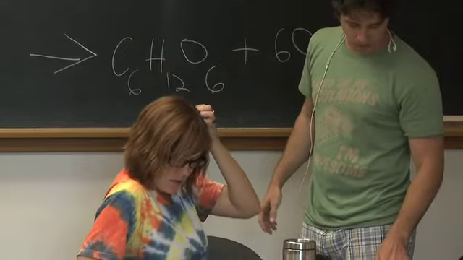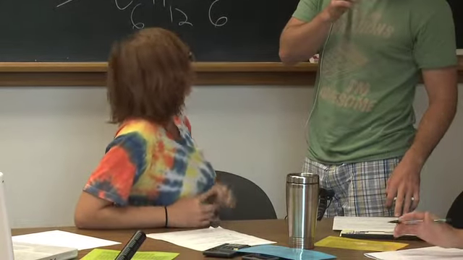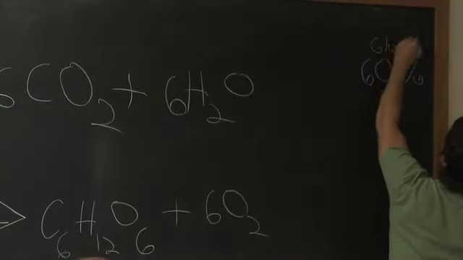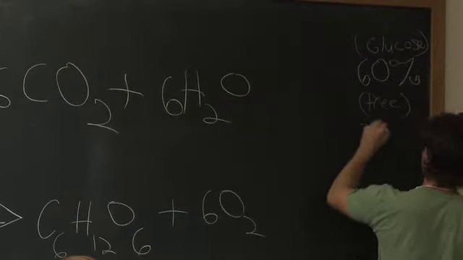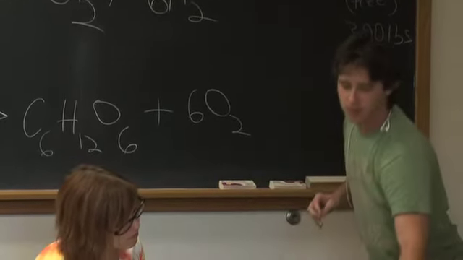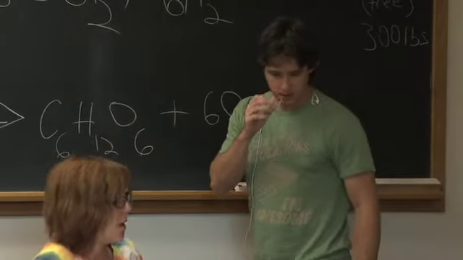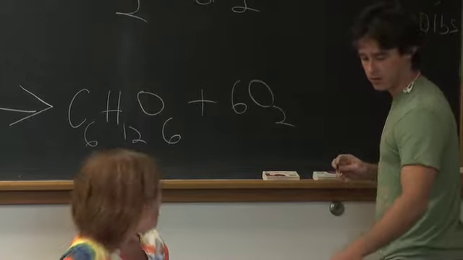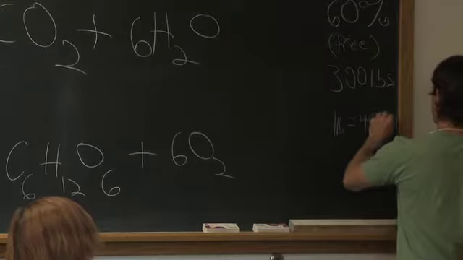Since we're finding mass, we have 300 pounds of tree, but only 60% of that is glucose. The tree is 300 pounds. We've got this math here, but it's all going to be in metric, so we know we're going to have to do some converting. The periodic table tells us grams per mole, so we have to convert pounds to grams, and we have a conversion there: 1 pound is 454 grams.